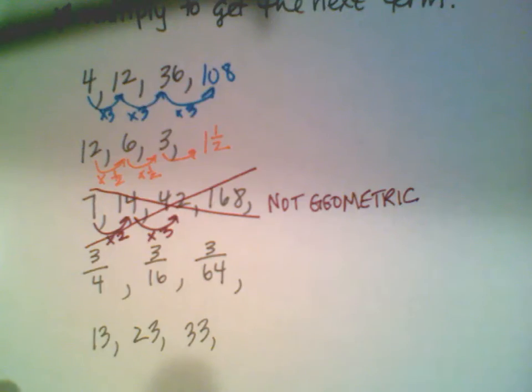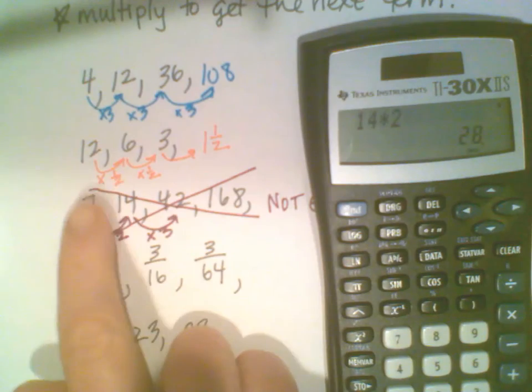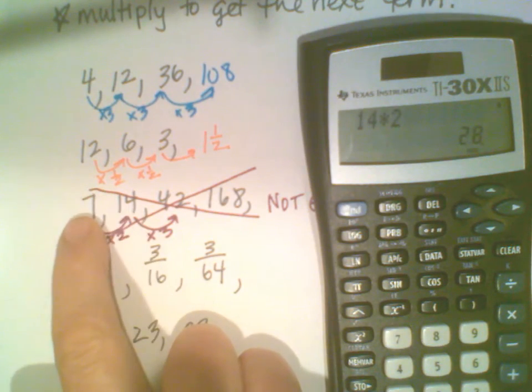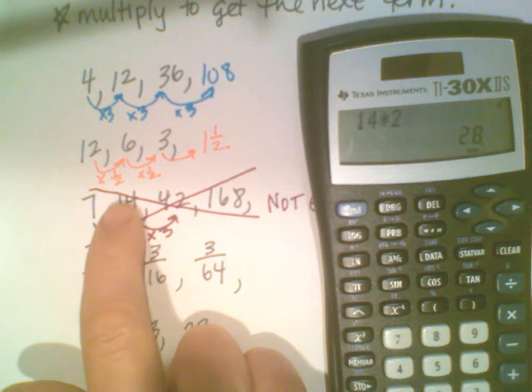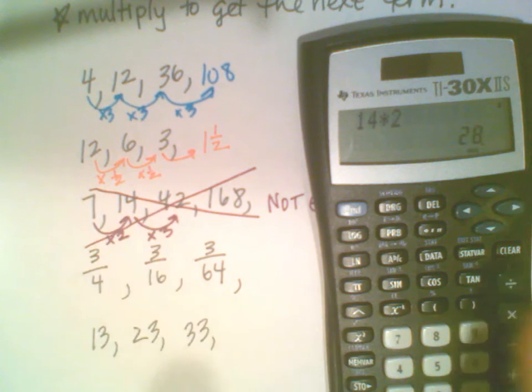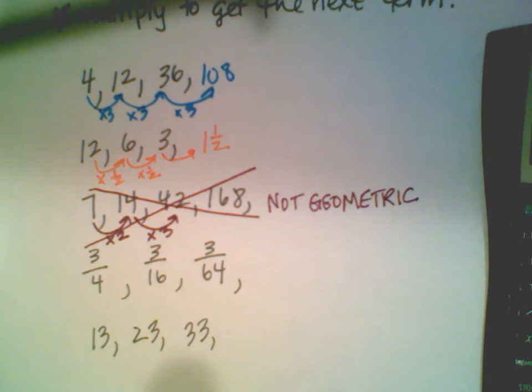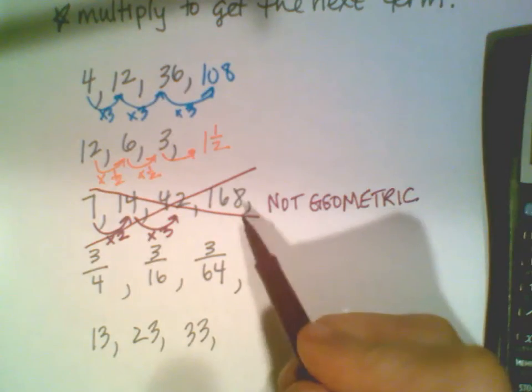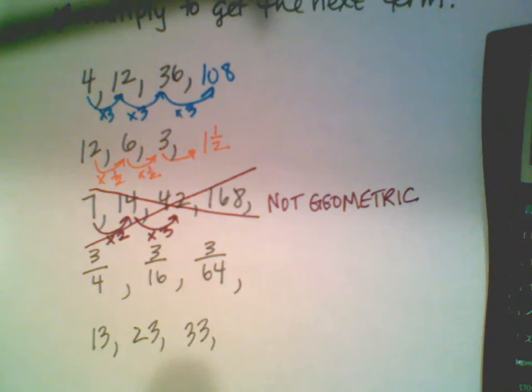It could be arithmetic if I add each time, but that doesn't even look like it's arithmetic because that would be plus 7, and it certainly is more than 42 when I add 7 again. So this is not geometric, not arithmetic. This is neither geometric or arithmetic. And on your assignment today, you're going to have to answer, is this arithmetic, is it geometric, is it neither?